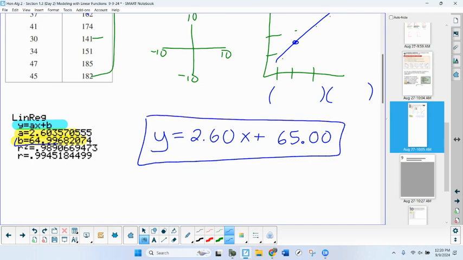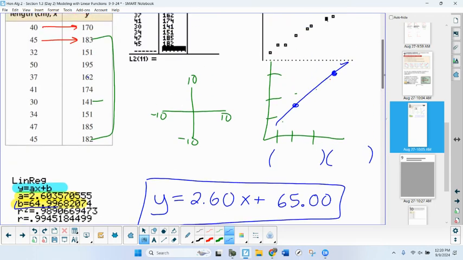Now, who has their notes close from Friday? What did we get Friday when we did this one? We didn't finish it. Okay. We got 2.6 for the slope, so we did pretty good. But a lot less work, right? Yeah, 2.5. We got 2.5. Okay. What do we think so far?